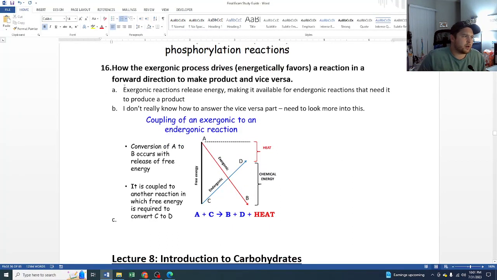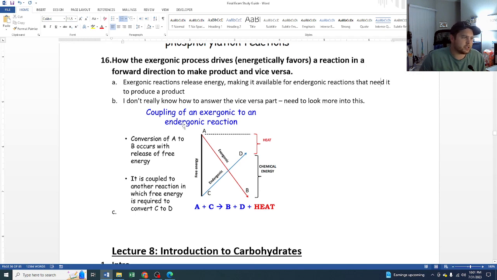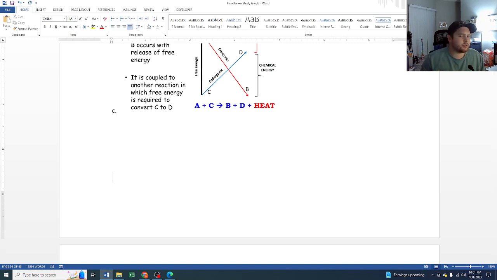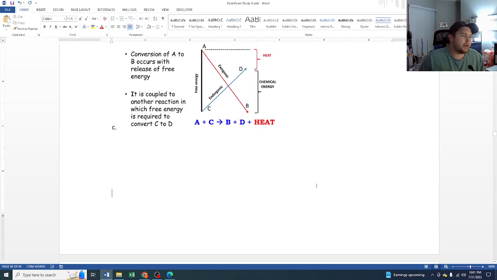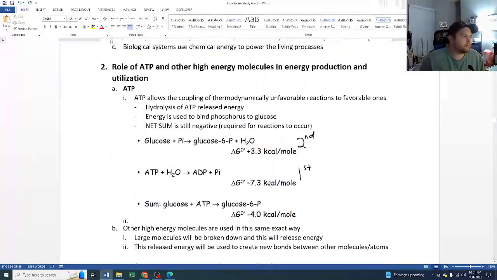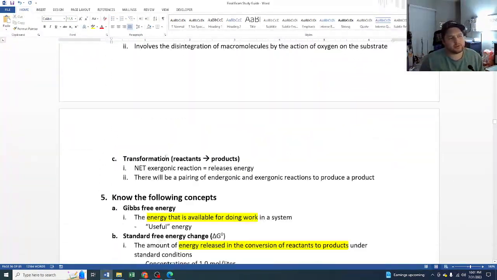This is again just going over how the exergonic product releases energy, making it available for the endergonic reactions, very similar to what was just above. And that gets us through the biochemical bioenergetics, that's what it says, the bioenergetics.